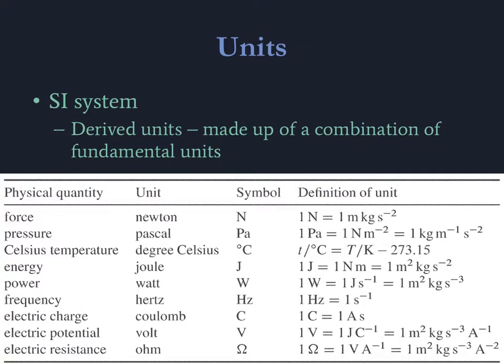And then our derived units are all of the other units that are used for anything and everything. They're made up of some combination of those other units. The most common example that we're going to use, the one that we're going to use the most, is probably the Newton, which is our unit for force. And 1 Newton is equivalent to 1 meter times kilograms per second squared.